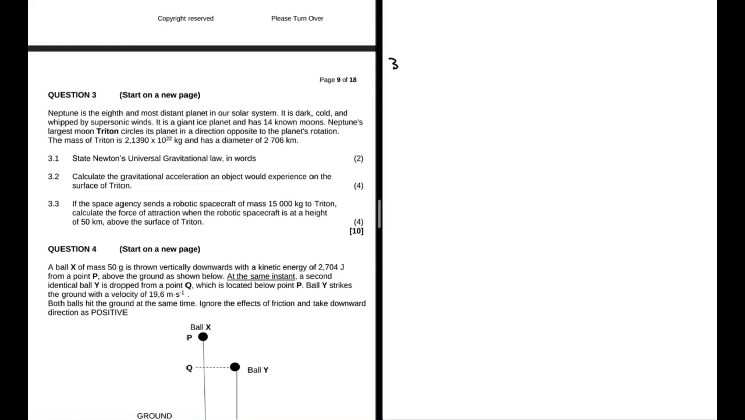And then 3.1 says state Newton's universal gravitational law in words. We know that by formula F is equal to G m1 multiplied by m2 divided by r squared. We can see from the formula here that every body in the universe will attract every other body with a force that is directly proportional to the product of their masses and inversely proportional to the square of the distance between them.